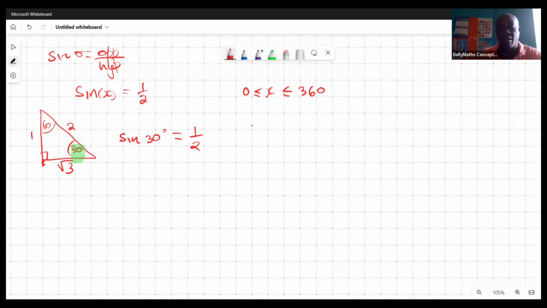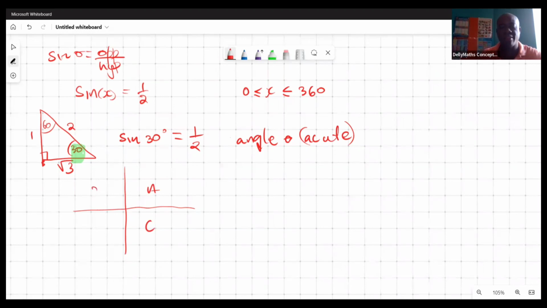You could see here that the angle we're dealing with is an acute angle. So where else would sine be positive, because this is positive a half? Let us quickly look at the 4 quadrants. So we have C, A, S, T, going from 0, 90, 180, 270, back to 360. We're going in an anti-clockwise direction.